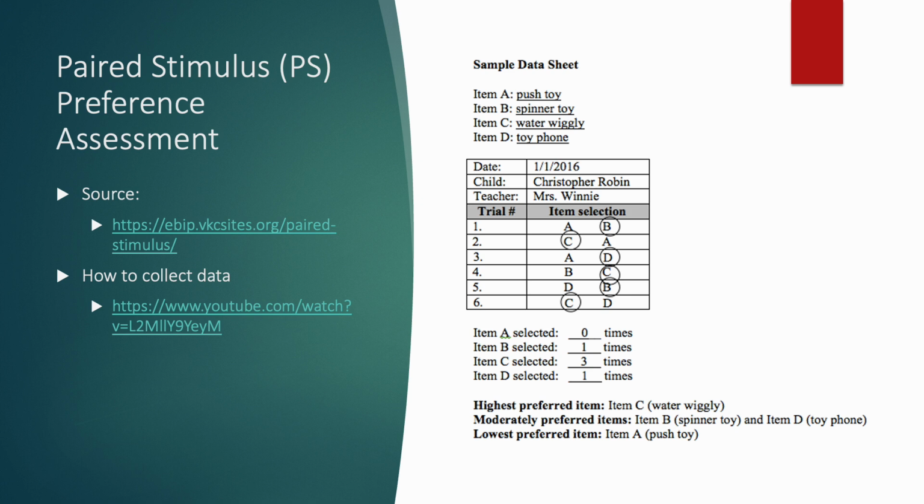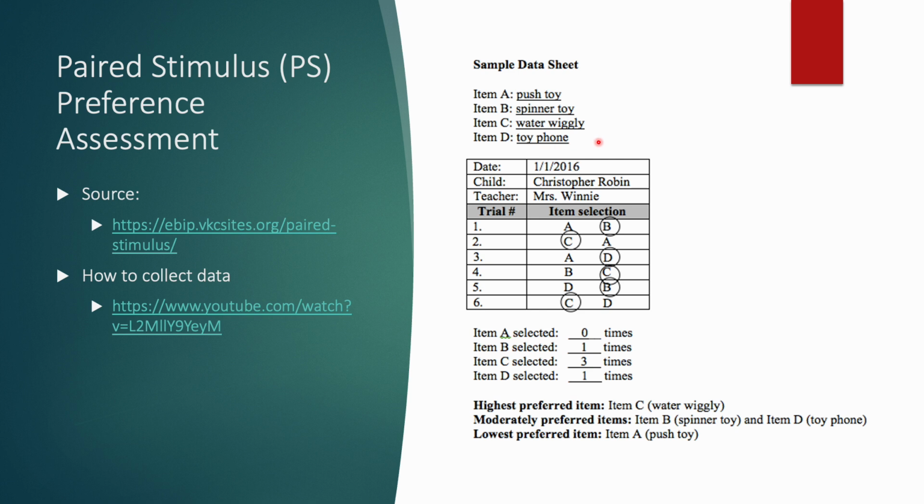So on this particular slide, I have a sample of a data sheet, and this one is filled out so that you can see what this paired stimulus preference assessment might look like once we have the data, and what that hierarchy would look like as well. So basically, I'm going to go ahead and use my little pointer tool here. We're going to, like I mentioned, write out the name of each item. And then in this case, the items are not going to end up being numbered. They're going to have a letter that's associated with each item. So when you see item A, it's referring to the push toy. When you see item B, it's referring to the spinner toy. Item C is referring to the water wiggly, and item D is referring to the toy phone.